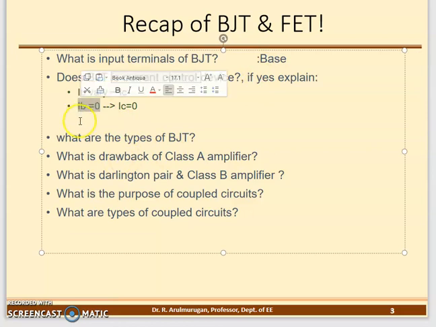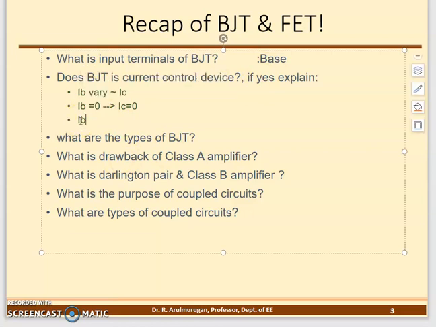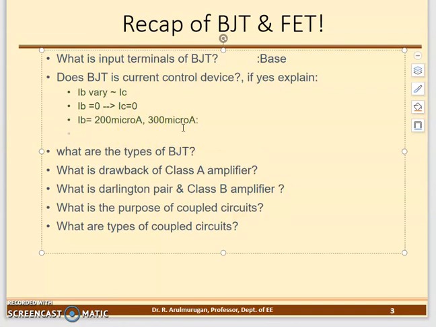If you give an input base current, what base current do you normally give? 200 microamps, and 300 microamps. If I give that, what happens? It works like a switch: the collector to emitter switch is closed, I mean current is permitted and the current flows.